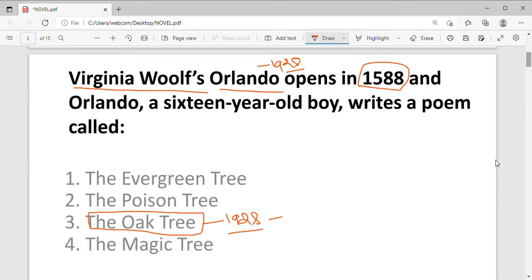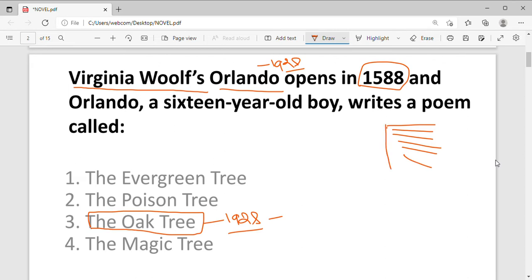So make sure you read all of Virginia Woolf's novels: Mrs. Dalloway, Orlando, To the Lighthouse, The Waves, A Room of One's Own, and Jacob's Room. These five to six novels are very important from your exam perspective.